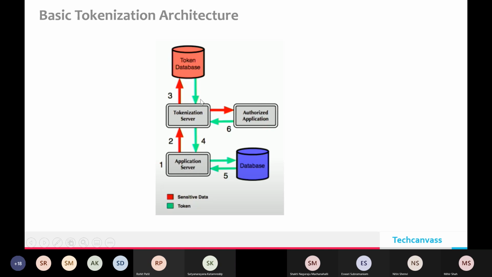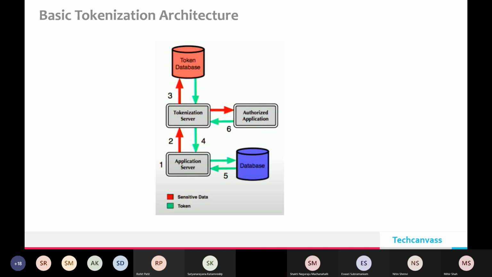And similarly, if you see here, the application server is not directly connected to the application database. So effectively for the PAN number, it goes to the token database and gets the token number, and the same thing is given to the vendor's or merchant's database also. So the merchant can also store the token number rather than the actual card number of the customer.